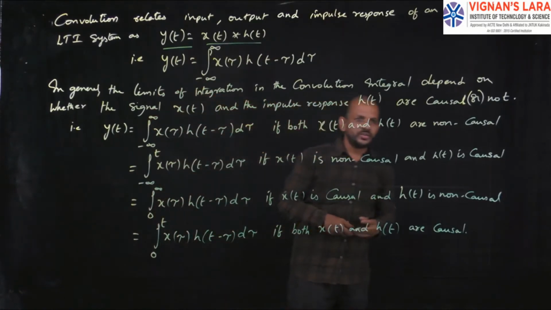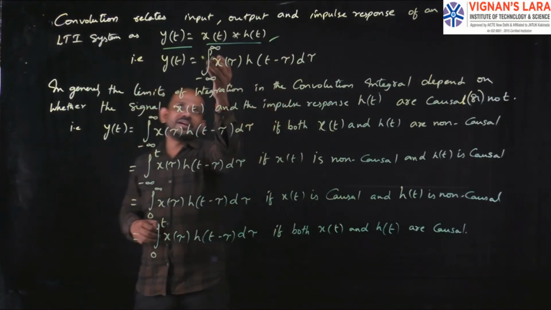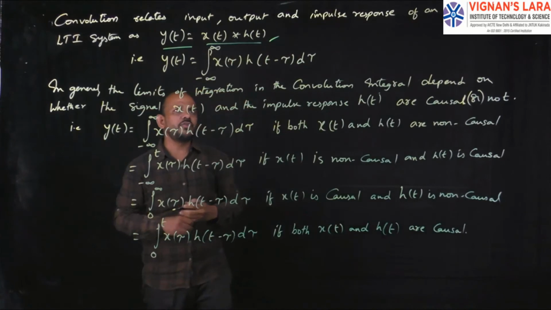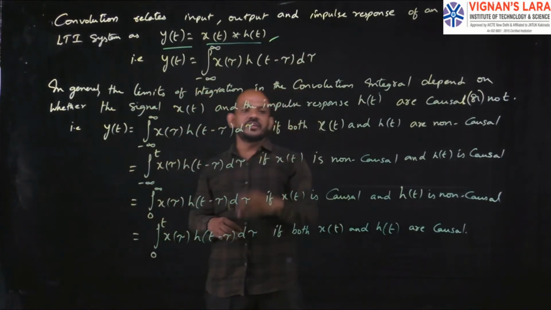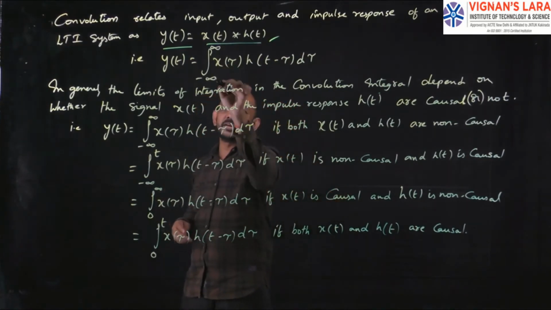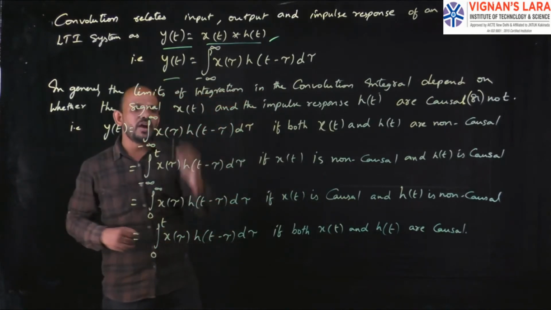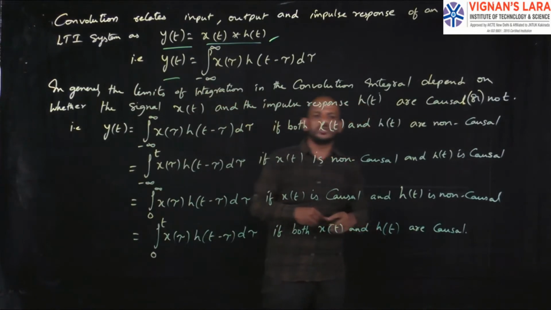We all know that y of t is equal to x of t convolution h of t, and the formula for x of t convolution h of t is integral minus infinity x of tau h of t minus tau d tau. There are two signals, x of t and h of t. The convolution of the two signals will be given by integral minus infinity x of tau h of t minus tau d tau. So finally I can write the output y of t as equal to integral minus infinity x of tau h of t minus tau d tau.